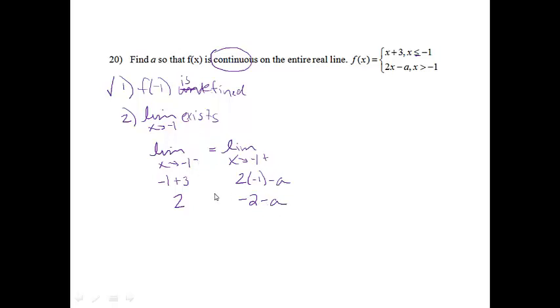In order for the limit to exist, I know that those two answers have to equal each other. So now solving for a, I'll add 2 to both sides. So I'll get 4 equals negative a, and then just multiplying both sides by negative 1, I end up getting a is equal to negative 4.